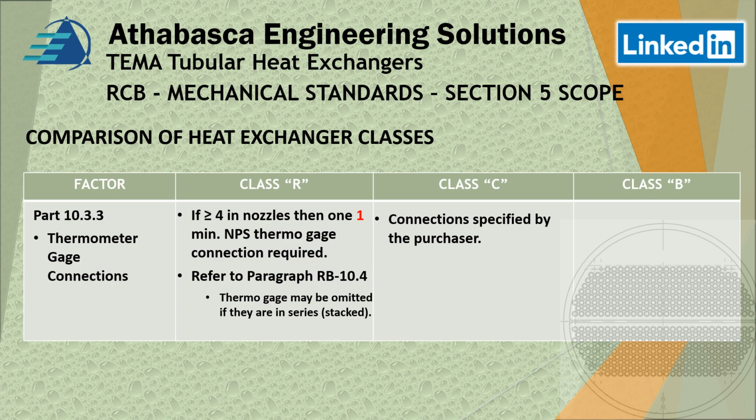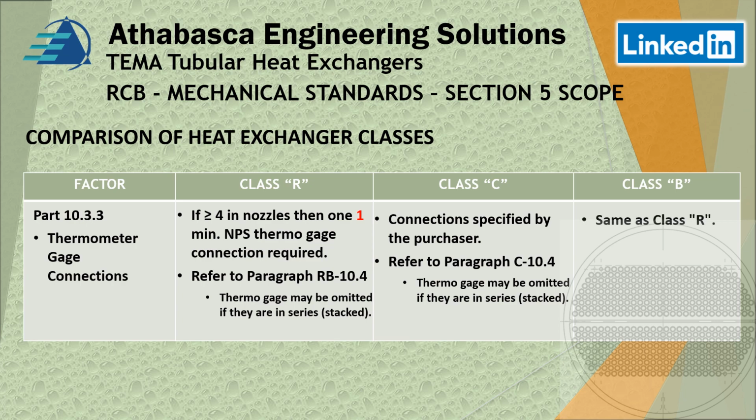Connections may be specified by the purchaser for Class C. But they also say, look at the notes for 10.4 for thermometer requirements if the unit is stacked. So they're basically saying you don't need to have one on both nozzles. One is sufficient. And basically, the rules for Class B apply for Class R.